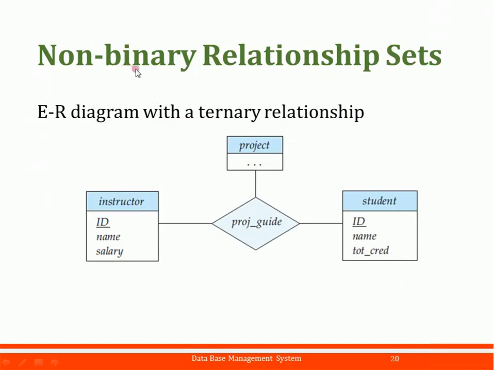And the next is non-binary relationship. A binary relationship connects two entities, whereas a non-binary relationship, here a ternary relationship, connects three entities. You have a relationship project guide that connects three entities: instructor, project and student. The instructor guides a student on a particular project. So this project guide is associated with three different entities: instructor, project and student.